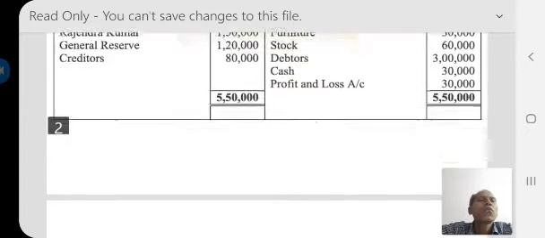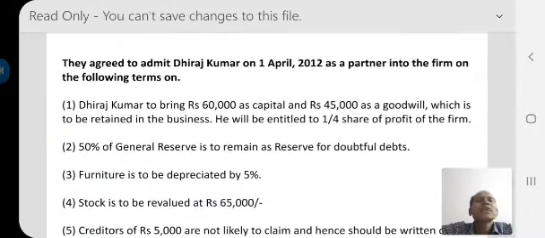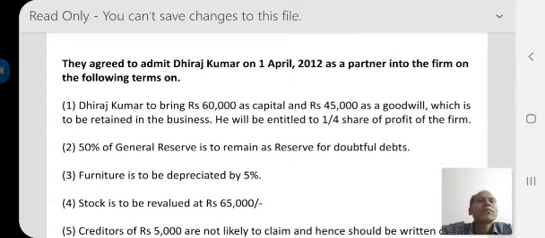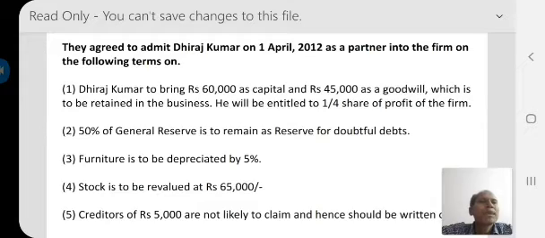Now we shall go further. They agreed to admit Dheeraj Kumar on 1st April 2012 as a partner in the firm on the following terms.